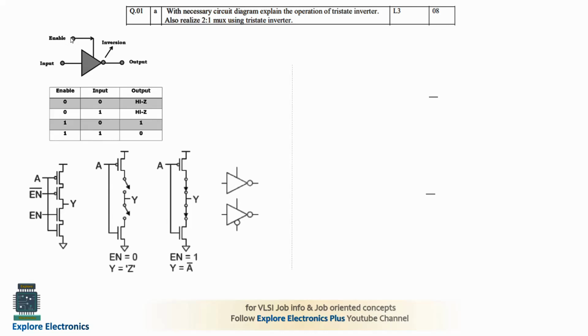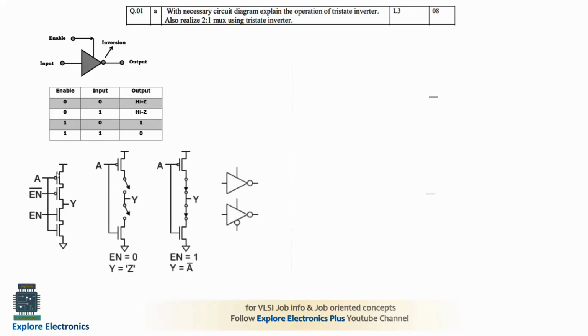When this control signal is 0, the inverter output will be tri-stated to Z. When the control signal is 1, it will operate as a normal inverter. You can see the truth table. When enable is equal to 0, irrespective of the input, output will be Z. And when enable is equal to 1, when input is 0, output will be inverted to 1, and when input is 1, output will be inverted to 0.